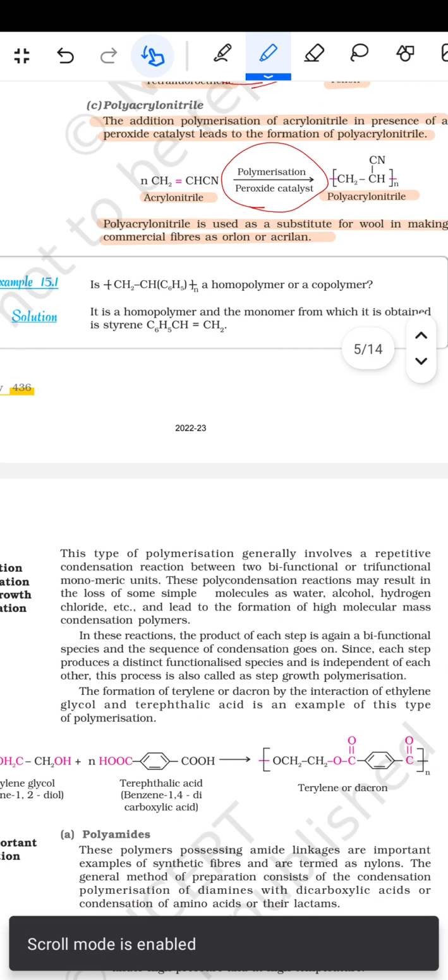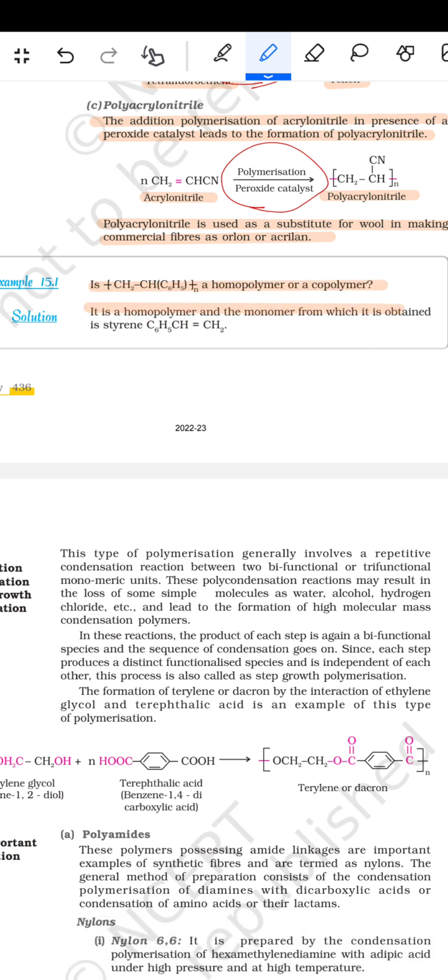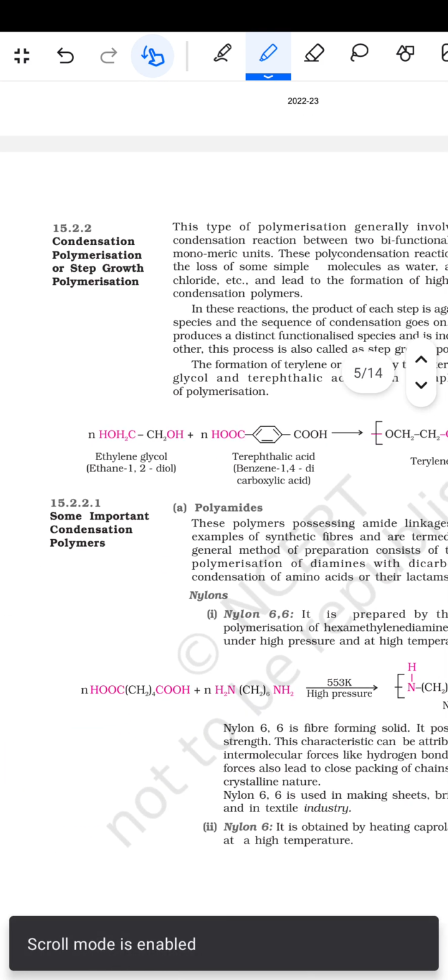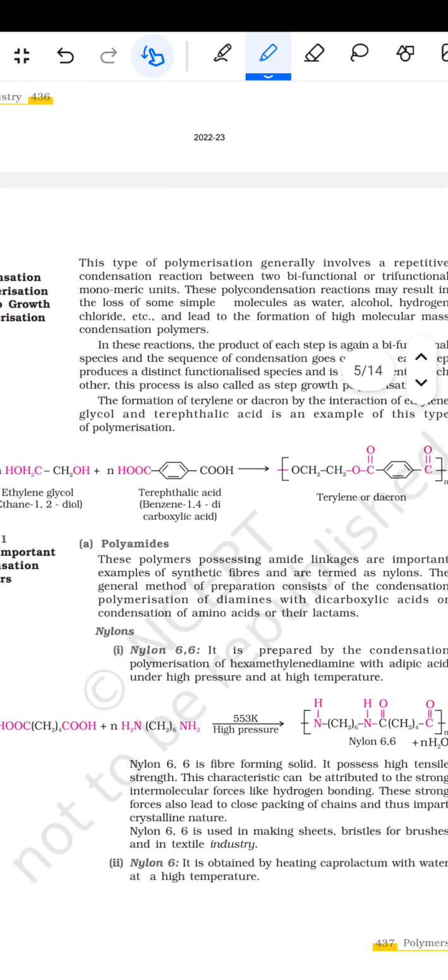उसके बाद फिर आता है, is CH2CHC6H5 a homopolymer or the copolymer? तो it is a homopolymer and the monomer from which it is obtained is styrene, C6H5CH=CH2.